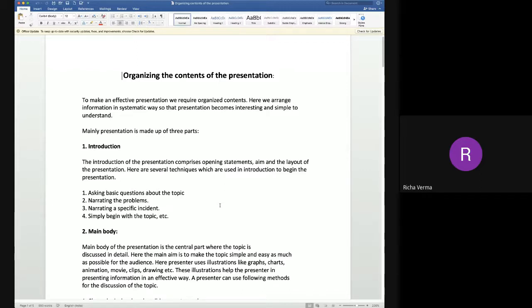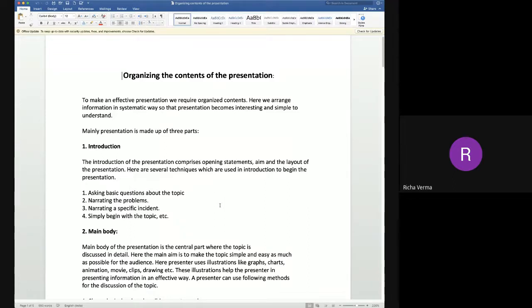Narrating a specific incident is also one way, when you tell a story or a joke or an anecdote, to relate your topic with the story or the idea. Or you simply begin with the topic, with no more activity or creativity that you wish to present.